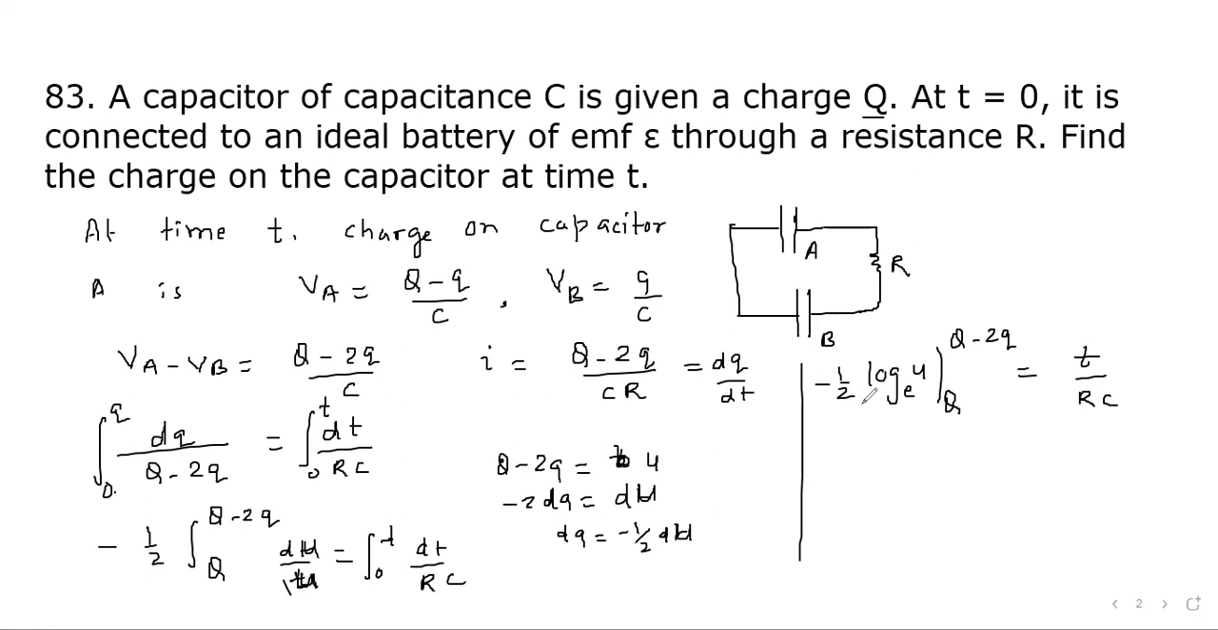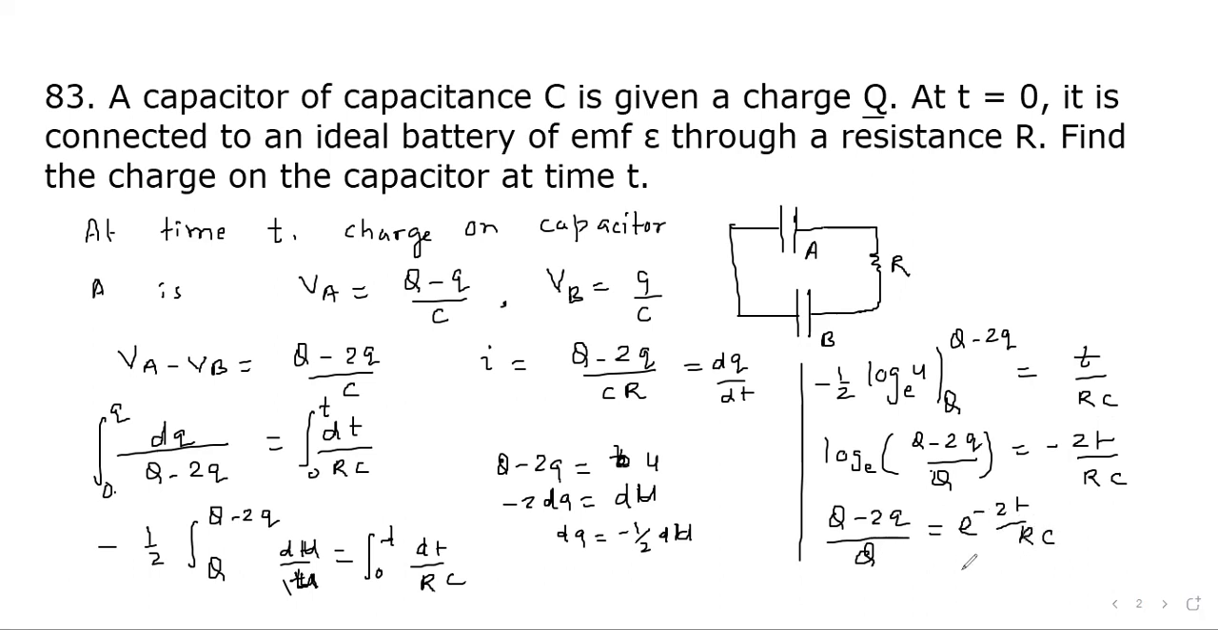We can shift the minus sign to the RHS, minus sign plus, and this 2 also. So this will become log base e of Q minus 2q divided by, it will be minus, then by the property of log, log m minus log n is log m upon n. So this will become capital Q equal to minus 2t upon RC. If we remove log, we will get Q minus 2q divided by capital Q equal to e to the power minus 2t upon RC.